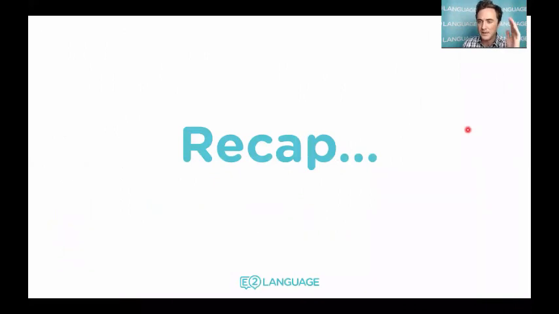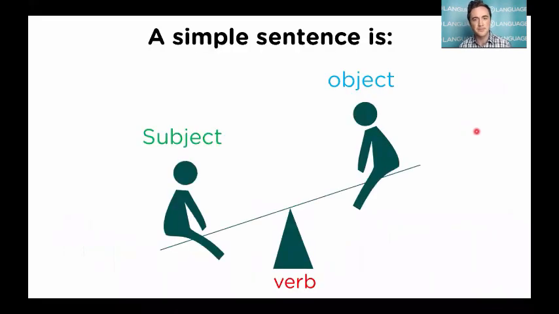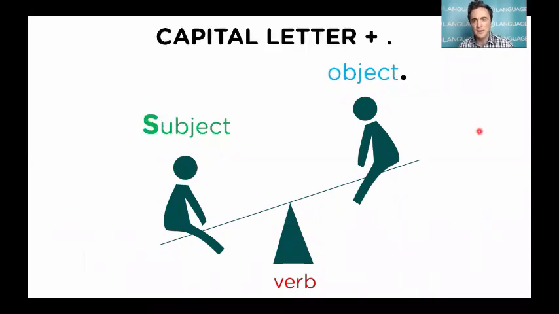Let's recap. I'm going to recap and then I'm going to give you a quiz at the end, okay? So, we learned that a simple sentence is subject, verb, object. And we learned that we can identify a simple sentence by looking at the capital letter and the full stop or the period, right? But that's not enough, because if you're writing the sentence, how do you know when you should stop a sentence and start a new sentence?